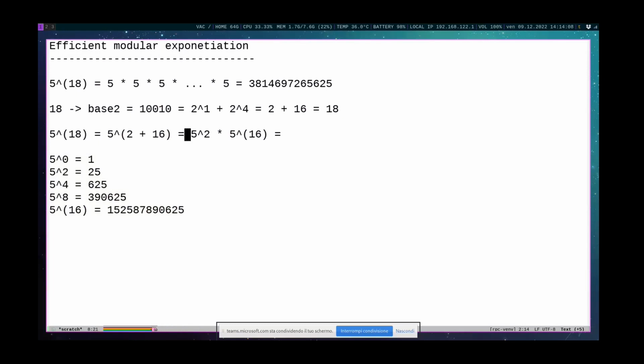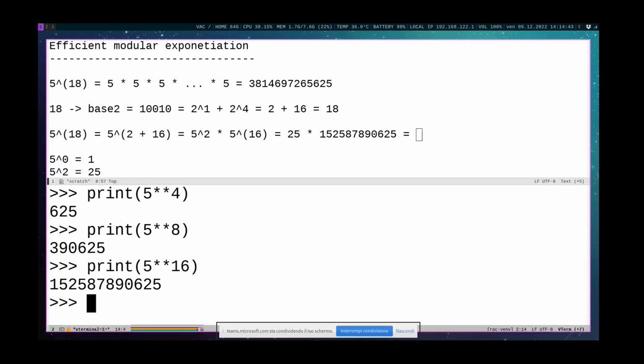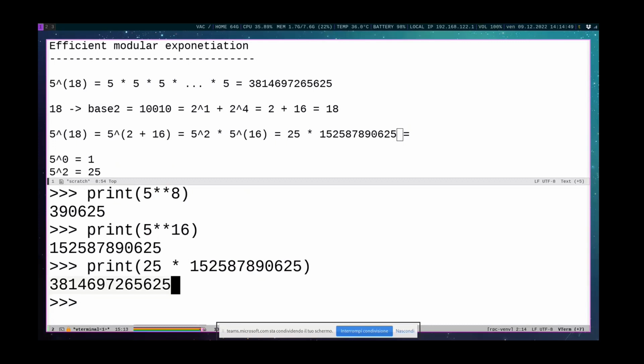and I just need 2 of them actually, not all of them. I don't need 5 to the 4, for example. Yeah, actually, no, I need 5 to the 4. Sorry, I need this one. I need essentially, no, what am I saying? I need 5 to the 16. So I need 5 to the 2, which is this one, 25. And then this 5 to the 16, which is the last one I computed, which is this one. I do this computation, 25 times this other number, and I get back my result.